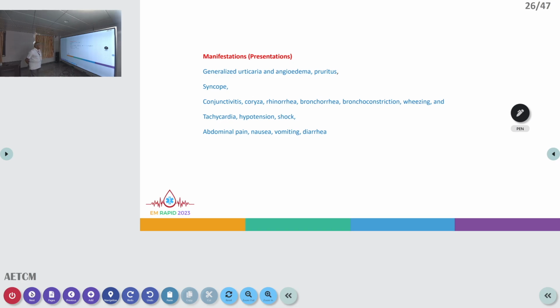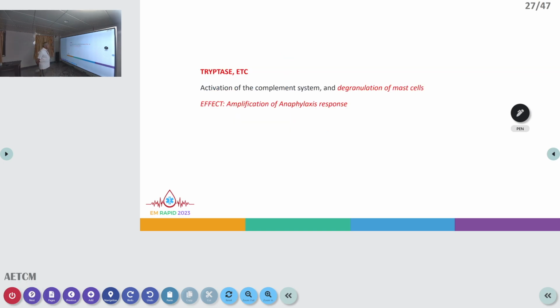The manifestations of this are generalized urticaria, angioedema, pruritus, syncope, and milder forms like conjunctivitis, coryza, rhinorrhea, bronchoconstriction, tachycardia, hypotension, abdominal pain, nausea, vomiting, diarrhea. And tryptase is adding fuel to the fire. The effect is amplification of the anaphylactic reaction and response.